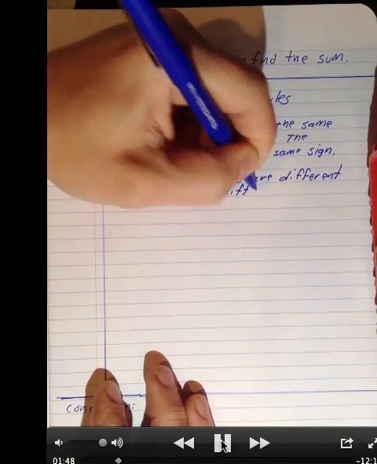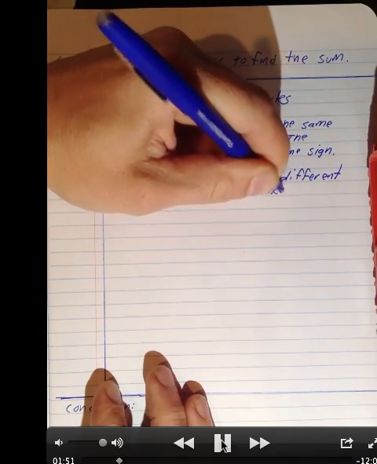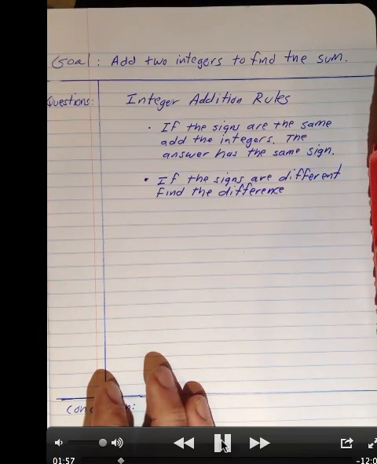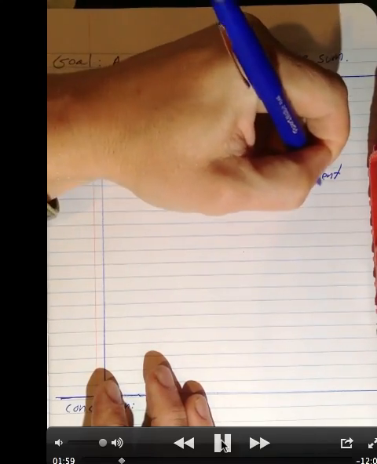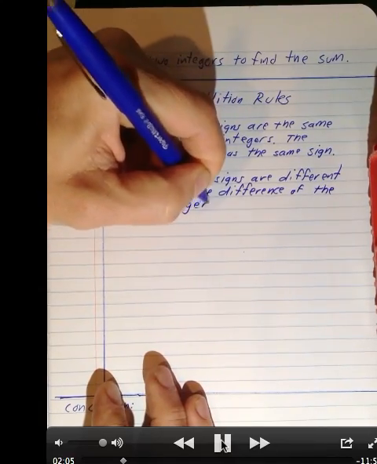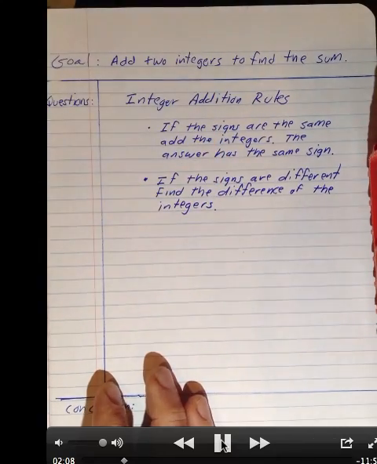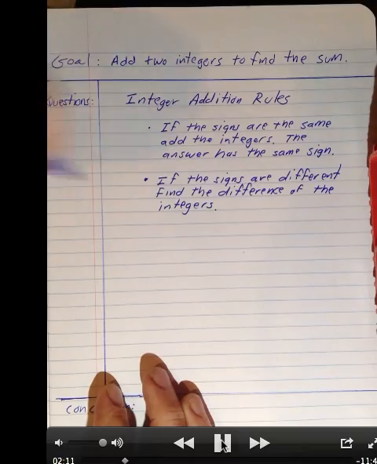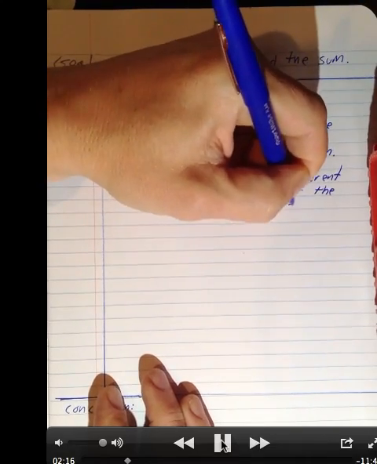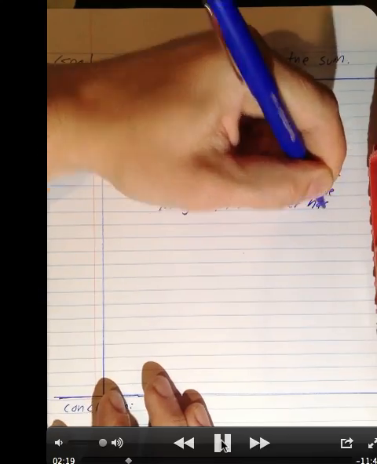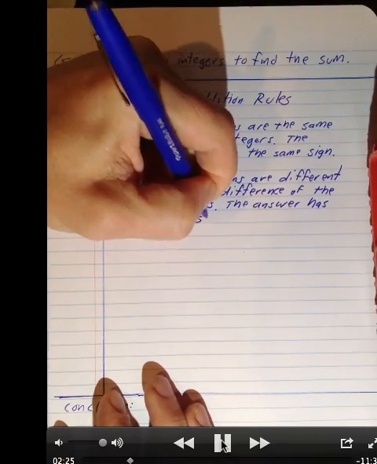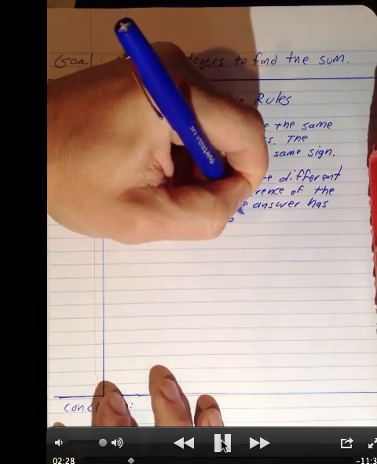The sign of the answer is taken from the number with the greatest absolute value. Absolute value is simply how far is the number from 0. A negative 10 has a greater absolute value than 3 because it's farther away from 0. So if the signs are different, find the difference. And the answer could be positive, it could be negative, depending on which number has the greater absolute value, the positive number or the negative number.